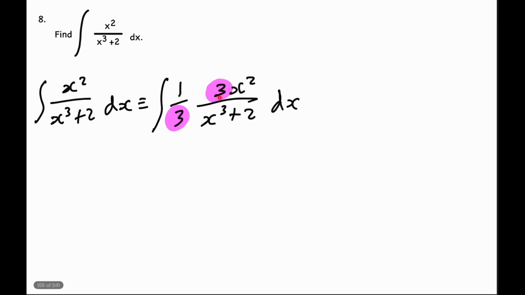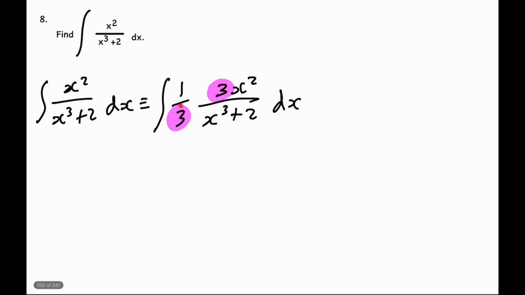We have this 3 at the top, so 3x squared, and then we can leave this 1 over 3 outside of the function. And now this part here, as you can see, it looks like the differentiation. So this looks like the differentiation of this, because if you differentiate this, you'll get this. So differentiate x cubed plus 2, you'll get 3x squared.